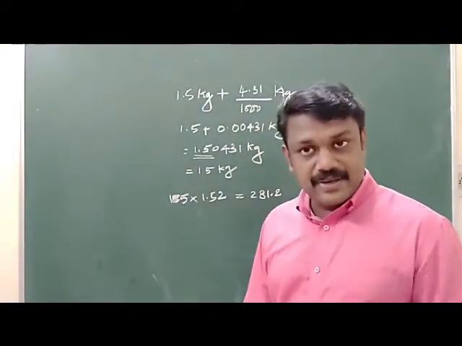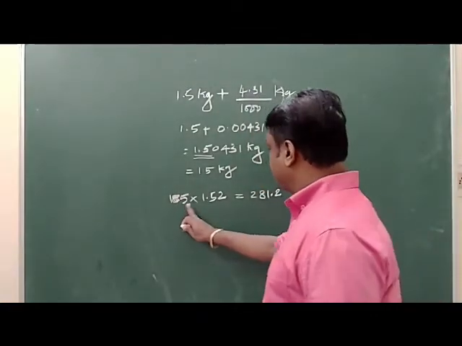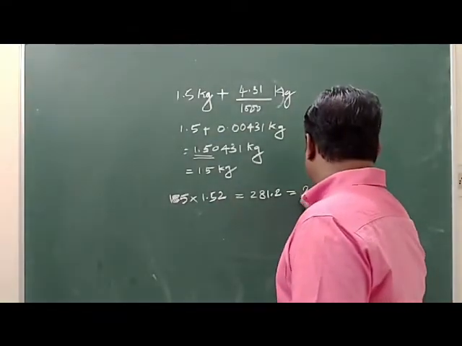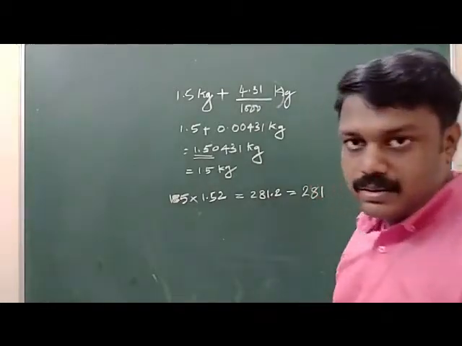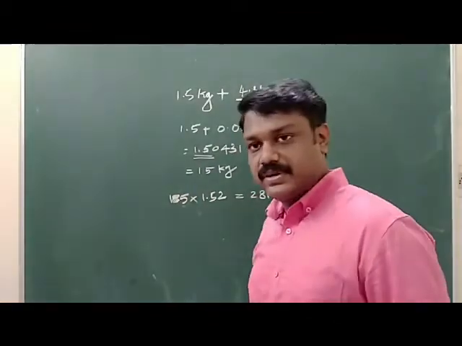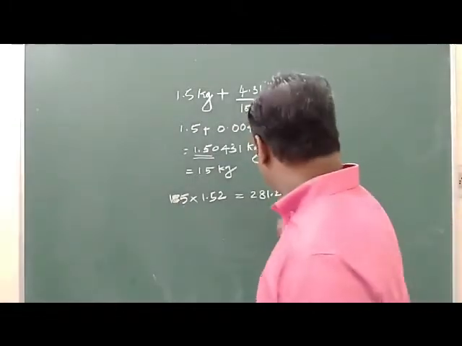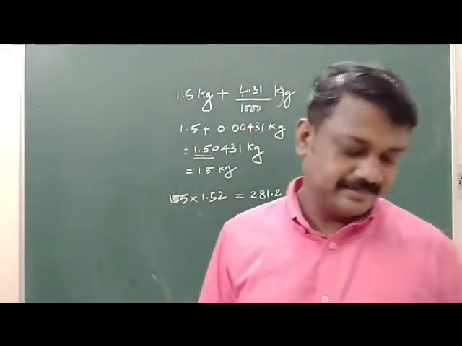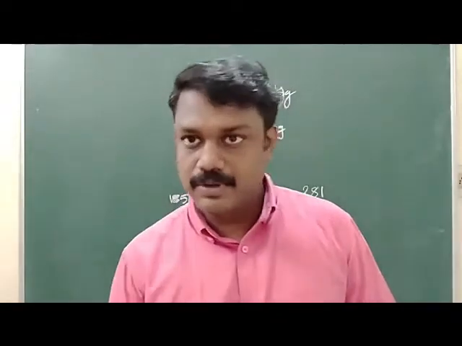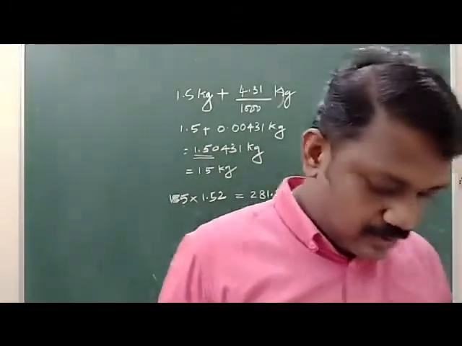But scientifically, when you are multiplying 185 into 1.52, what you get is 281. Because this has three significant figures and this also has three significant figures, the answer should carry three significant figures only. So the answer should be 281. Question number 32 from your textbook, that we have solved now.